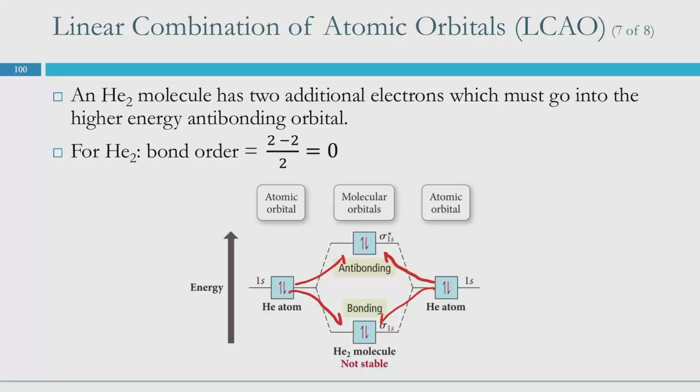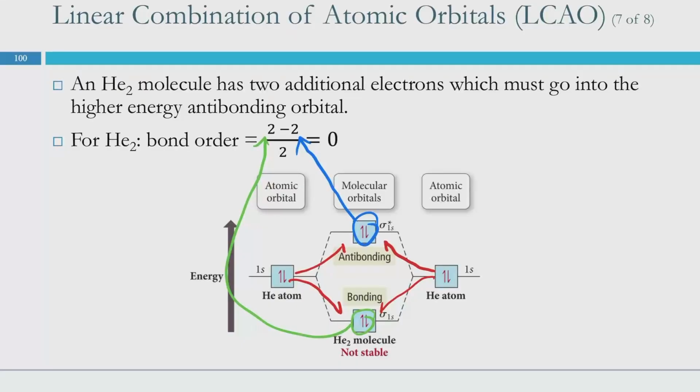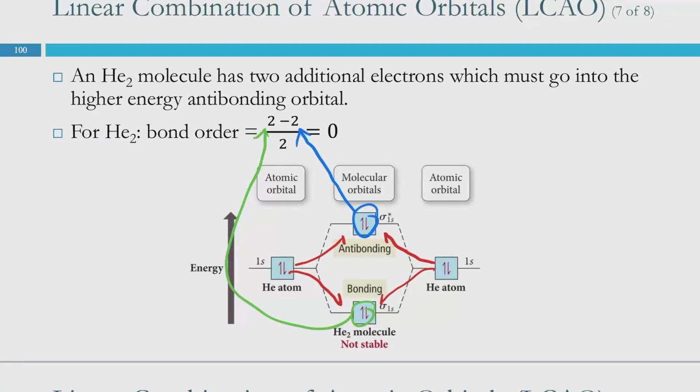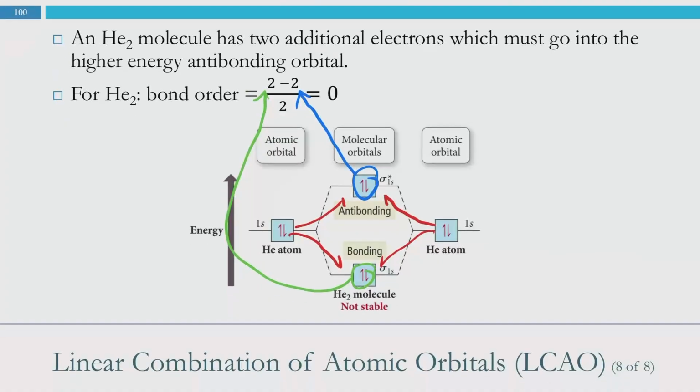We take our 2 that are in bonding and our 2 that are in antibonding. 2 minus 2 is 0, divided by 2 is still 0, so our bond order is 0. There's no incentive for helium to form a bond because it's just as stable without bonding. Arguably, I think it's more stable without bonding. I think that's how it works.